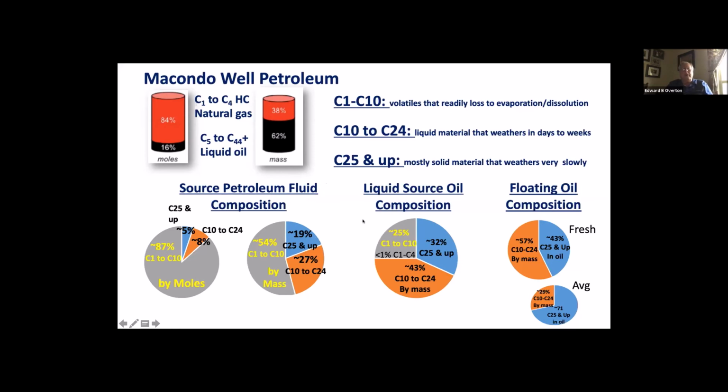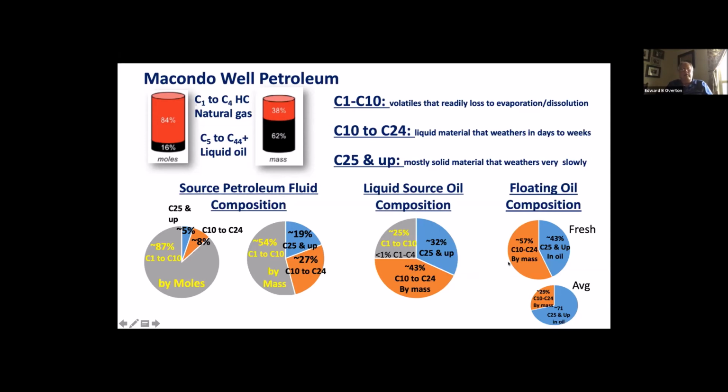Now, when that oil was spilled, the volatile components, all the natural gas, readily dissolved into the ocean, and what came up to the surface was brought up through a riser tube. So it's called the liquid source oil composition. And the ships at the surface flared off most of the natural gas. So the volatile compounds, C1 to C10, went down significantly. And that means that the higher molecular weight compounds went up in proportion.